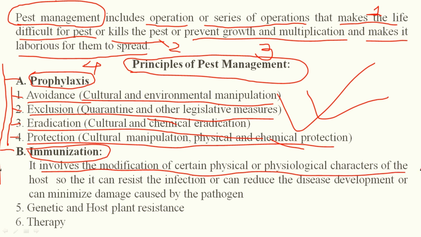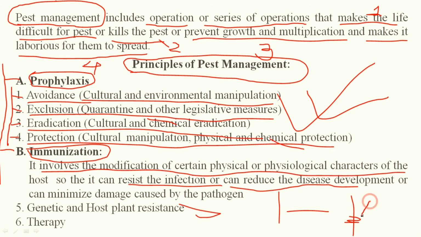It may be the physical or morphological character, or some physiological or chemical character of the plant, so that the plant or the plant variety can resist the infection. It will totally resist the infection, or can reduce the disease development. Suppose the pathogen came and it is multiplying, it can stop that. Or it can minimize damage caused by the pathogen. Suppose the insect has damaged this much of the plant, it can stop here.